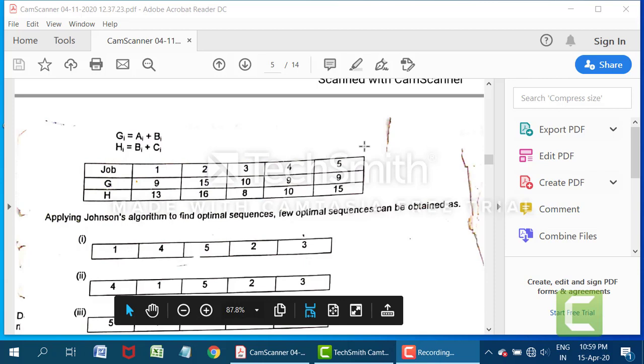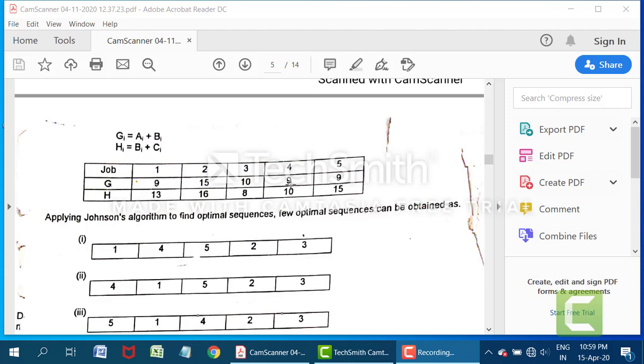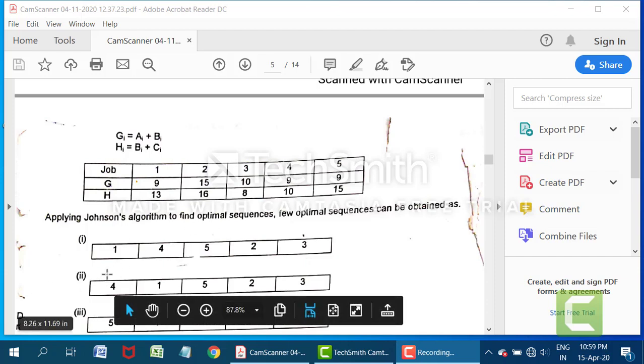And the remaining jobs with the same minimum processing time, 4 or 5, 1, 4, 5 can be placed. Instead of 1, if we assume this is also the same minimum value, this corresponds to the job number 4. This is also appearing on the first machine itself. Hence 4 comes first. This is another alternative best sequence.